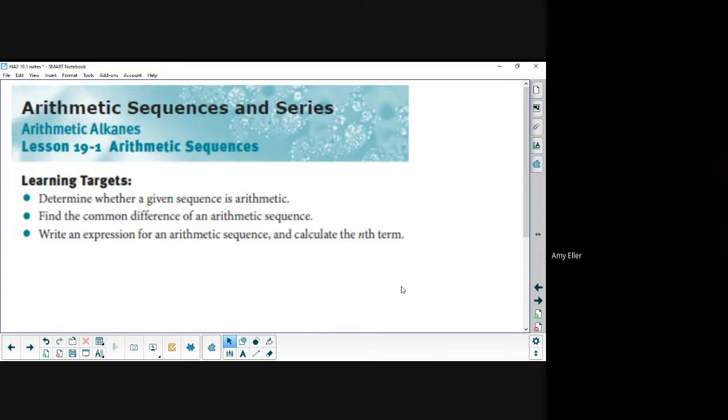Activity 19. We are doing arithmetic sequences and series. Sequences today, series tomorrow. You'll know what those mean by the end of today and tomorrow. Then we'll get into what we call geometric sequences and series. There's definitely a difference between arithmetic sequences and series and geometric sequences and series. I would argue arithmetic is a lot easier, which is why they start with them.